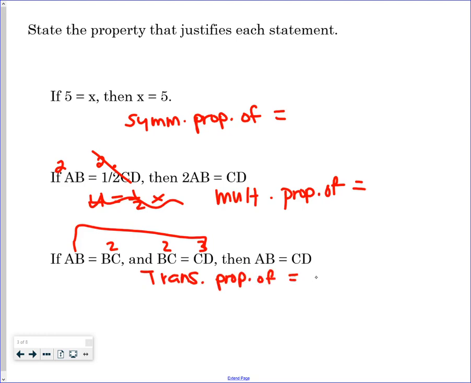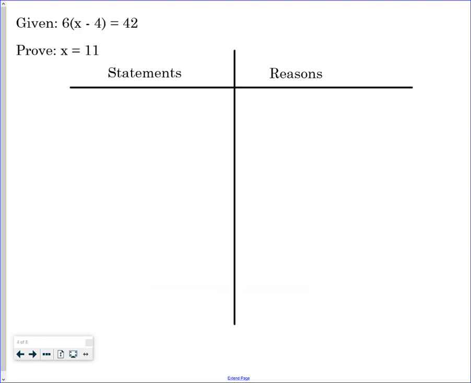Everybody kind of okay? All right? So let's do a couple. This first question says, given 6 parentheses x minus 4 equals 42, prove x is 11. It's not a trick. The answer is 11. If you don't get x equals 11, you messed up. It's never a trick. Okay?